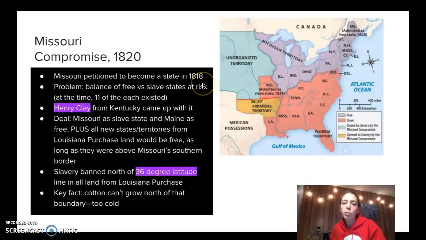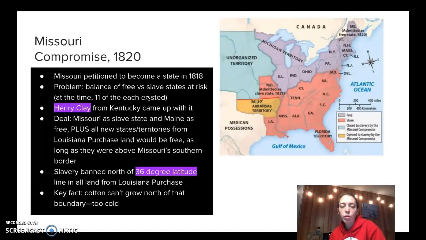Missouri wanted to become a state in 1818, but there's a problem because a lot of people wanted it to be a slave state. And there were 11 of each at the time. There were 11 free and 11 slave states, so they wanted to keep them in balance, or at least the southern states did, because they were afraid that otherwise slavery would be taken away.